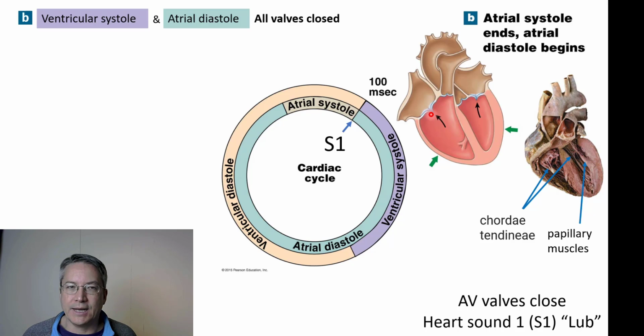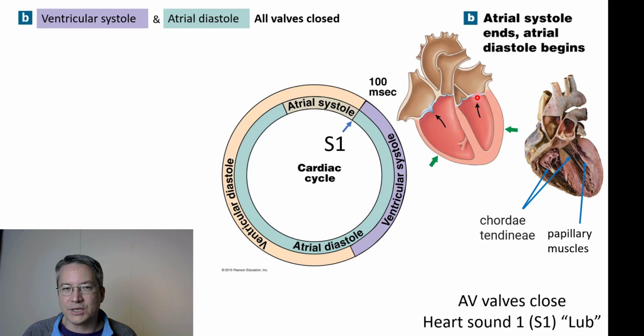Next, the atria relax. They are in atrial diastole. At the same time, the ventricles begin to contract. They are in ventricular systole. This leads to an increase in blood pressure in the ventricles. Now the blood pressure in the left ventricle is greater than the pressure in the left atrium. This pressure difference forces the left atrioventricular valve to shut.